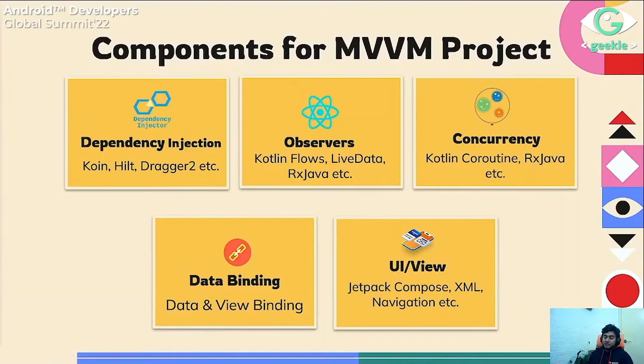The data binding is a support library that allows us to bind UI components in our layouts to data sources in our app using a declarative format rather than programmatically. And obviously, we need to generate view. For that, we can use Jetpack Compose, XML. Now we will see more details regarding the components: dependency injection, observer, and concurrency.